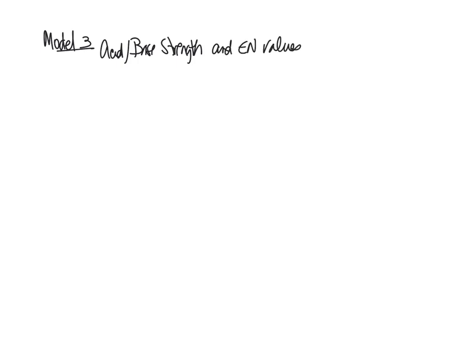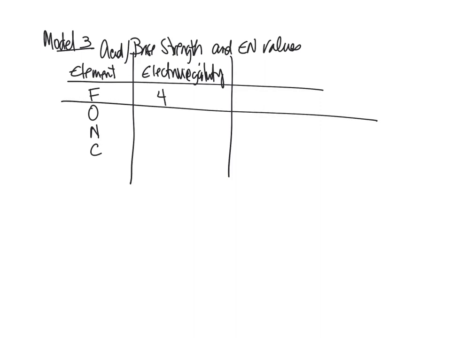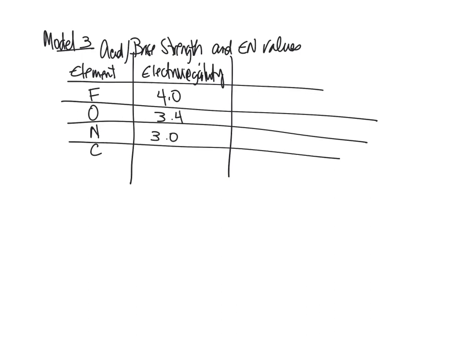Okay, here we are. Model 3, we're looking at acid, base strength, and electronegativity values. So we have our elements. What I'm noticing here is these elements are all in the same period. So if you're looking at the same period going across, then electronegativity is your most dominant factor of determining acid and base strength. And then the pKa values are provided here.